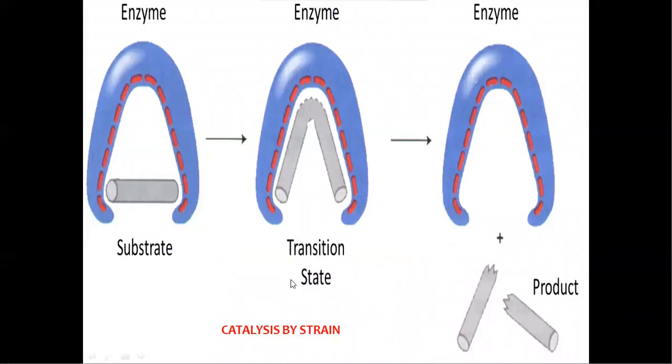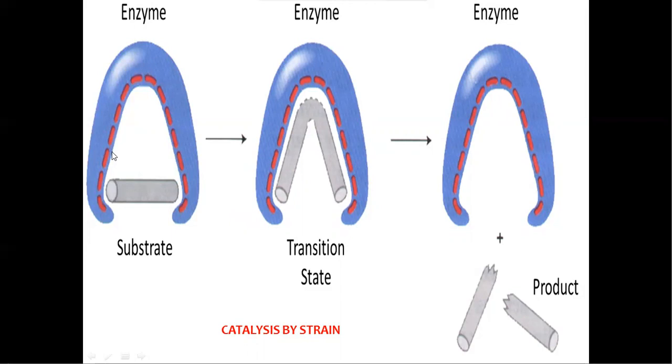The third catalysis process is called catalysis by strain. Here the strain forces will be applied by the enzyme. The important point is that catalysis by strain mainly occurs in a few enzymes like lyases. These lyases act on the substrates, break the substrate and convert it into two products. The substrate is not completely aligned with the enzyme active site. That means an unfavorable conformation is present between enzyme and substrate.